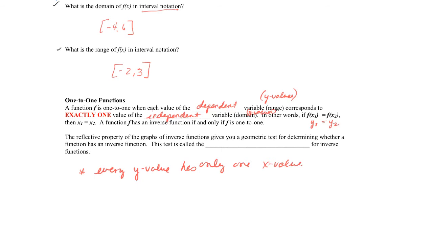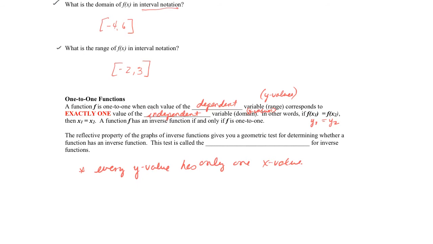So the reflective property of the graph of an inverse function gives us a geometric test for determining whether or not a function has an inverse function. So much easier than trying to go through and look at every y and determine is there only one x associated with each y, okay? And that test is what we call the horizontal line test. When we're talking about one-to-one functions, in order to be one-to-one, you first have to be a function, okay?